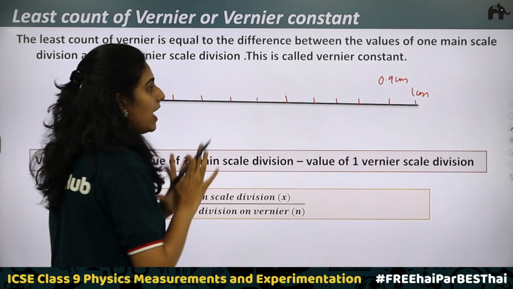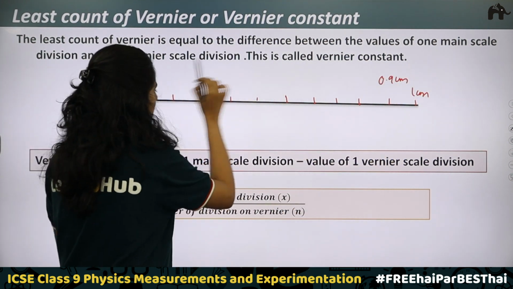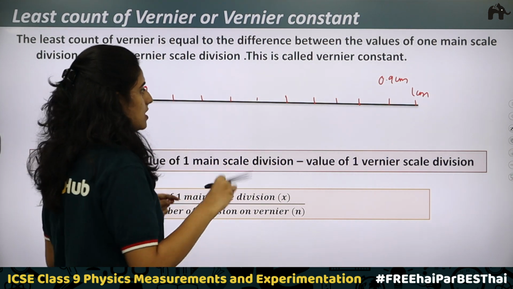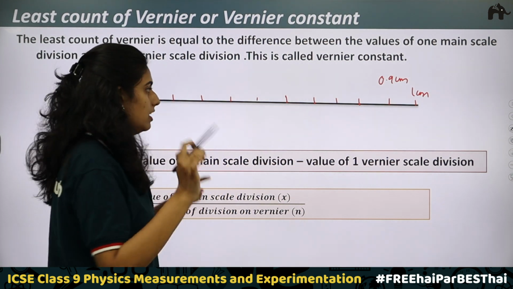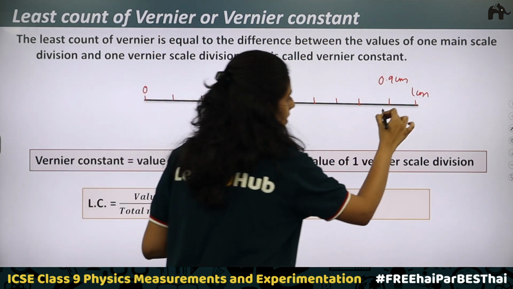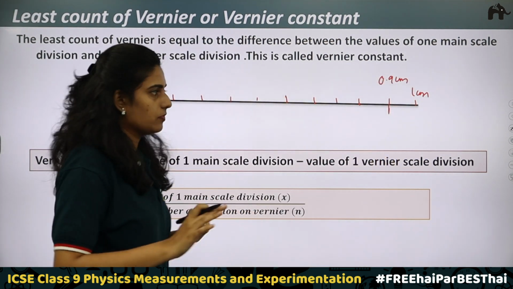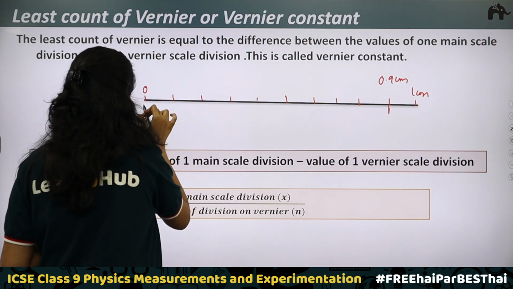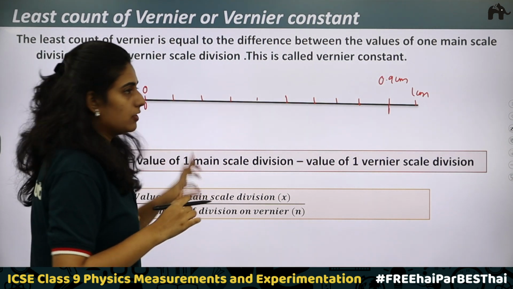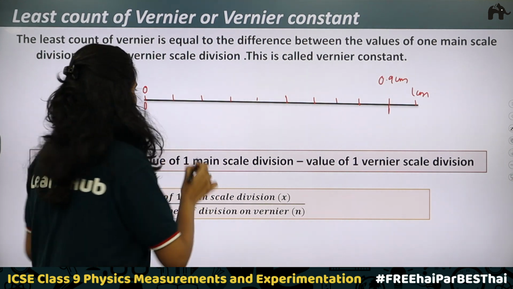Then you will have a vernier scale. Like in the main scale, where there are 10 divisions, in the vernier scale also there are 10 divisions. But the 10th division on the vernier scale will be at this 0.9 centimeter. Here, the 0 will be here. For the vernier scale also, 0 will be here.